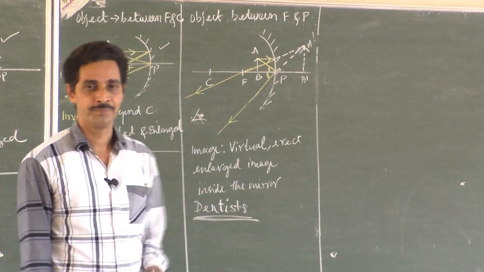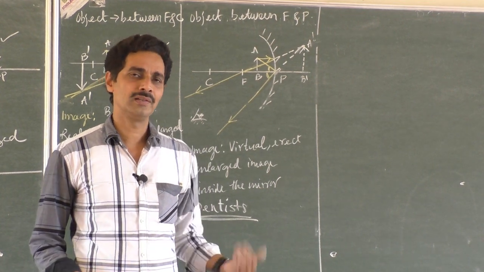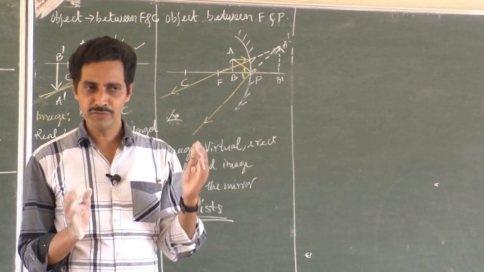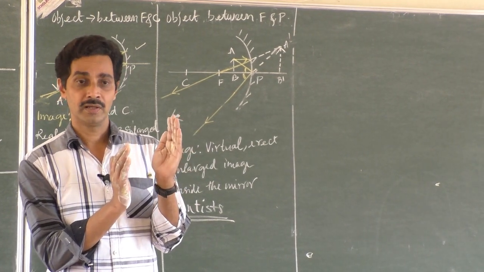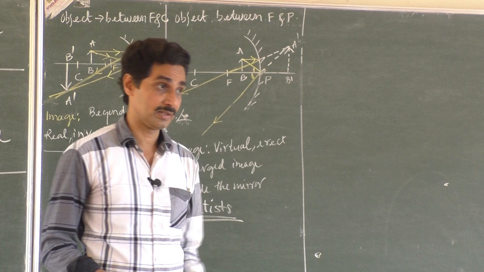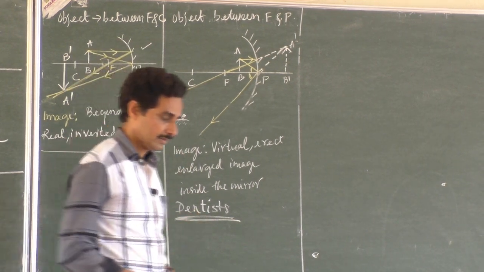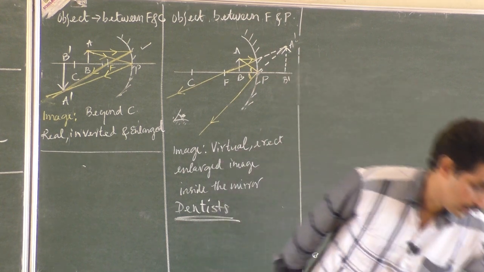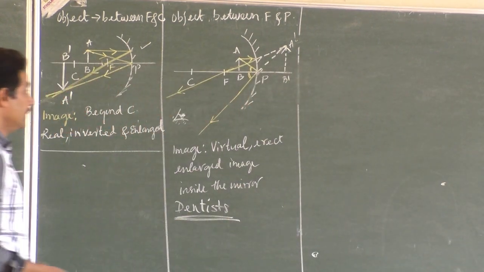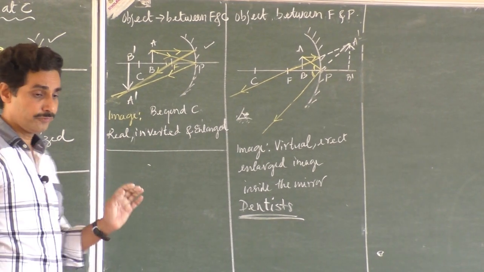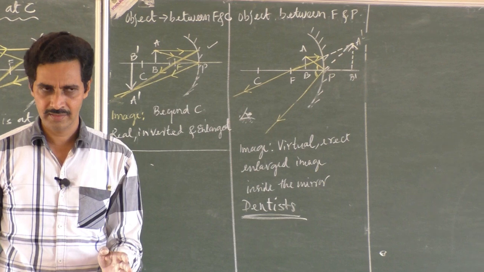a dentist mirror. And if you are asked, why do dentists use a concave mirror? Because if you place an object within the focus of the concave mirror, it forms an enlarged virtual image. That is why dentists use this, and that image helps them to check the teeth, problems with the teeth. Okay. So every image formation has its own significance.